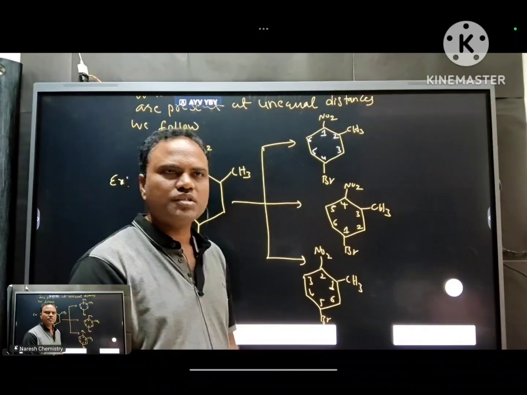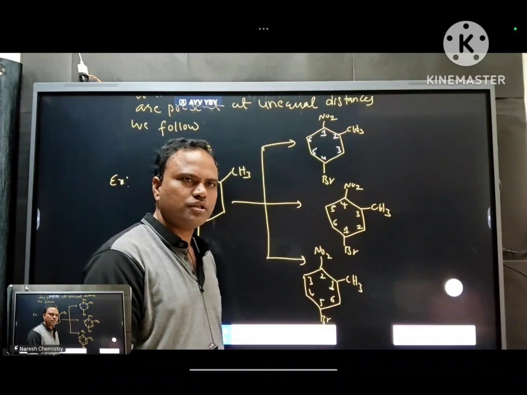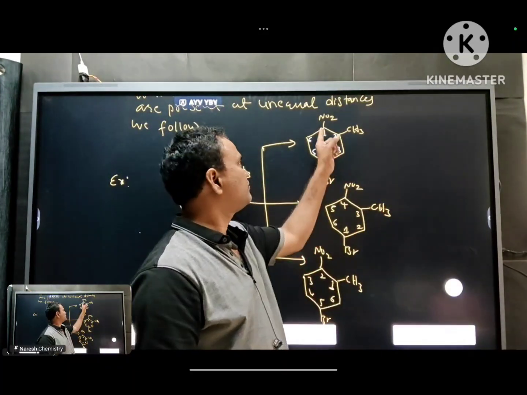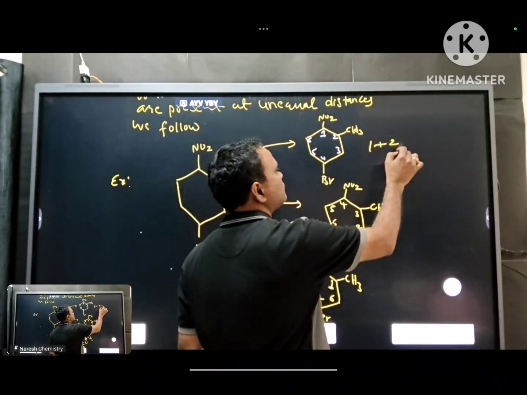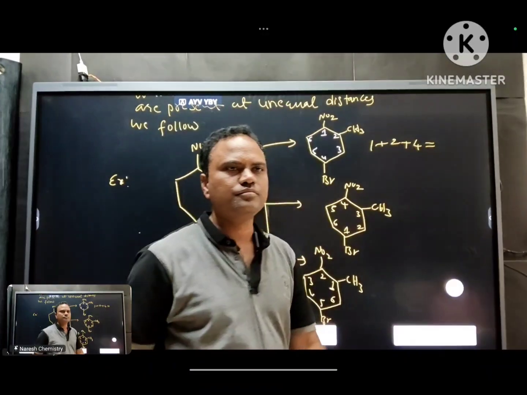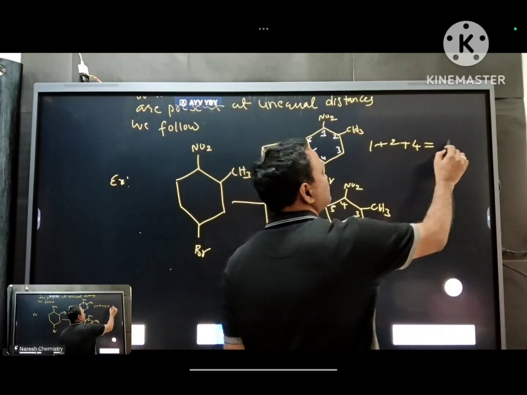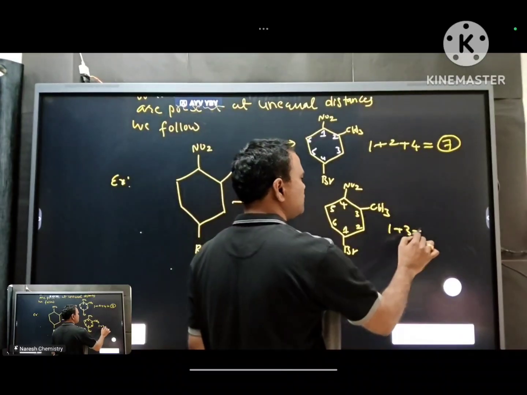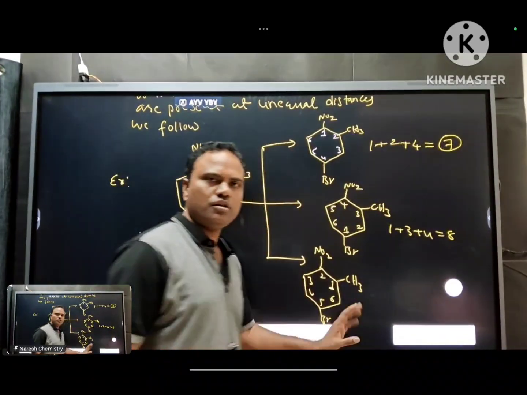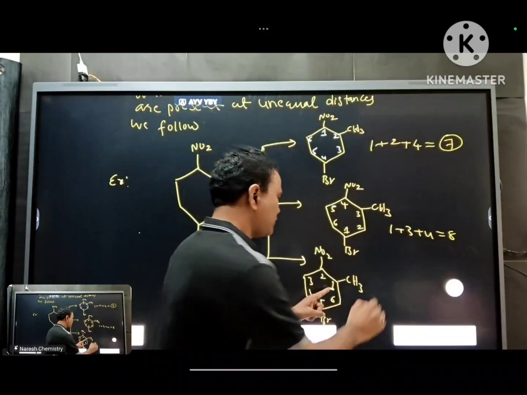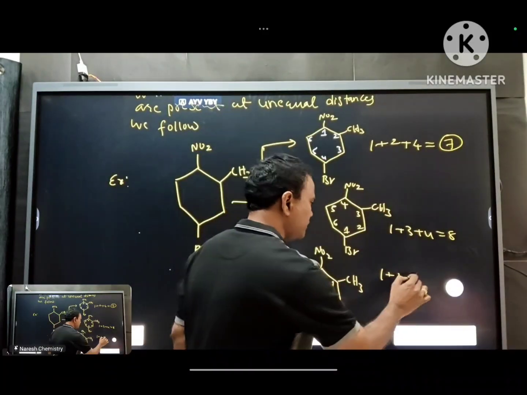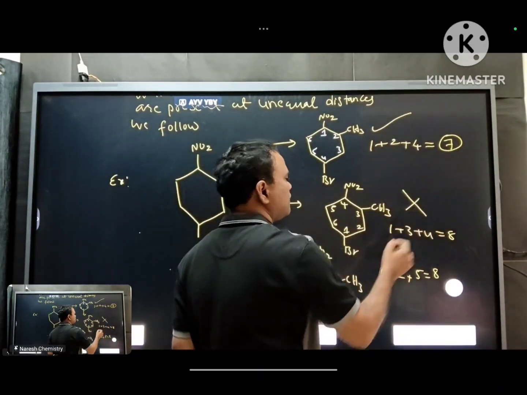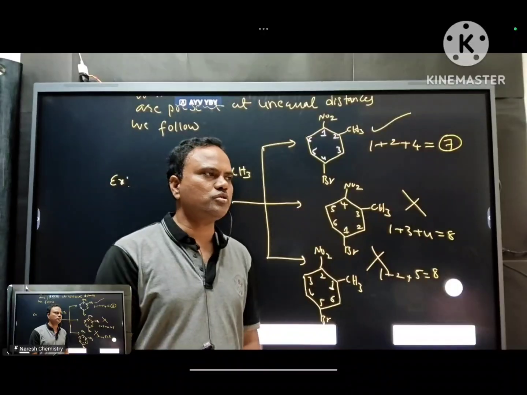Which is correct? First, add all the numbers of the substituted carbons. 1 plus 2 plus 4 is equal to 7. Here 1 plus 3 plus 4, 8. Here the numbers of substituted carbons are 1 plus 2 plus 5, 8. Which is the least number? This is correct. The remaining are all wrong. That is called the lowest locant rule.